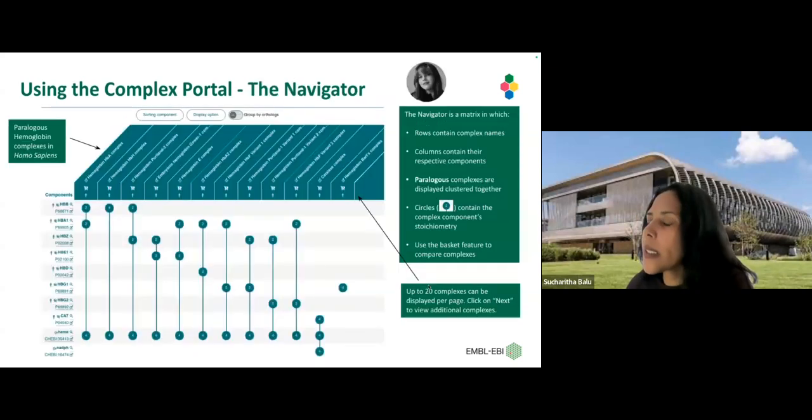So this is the Complex Navigator. It was developed in-house as part of an internship program by Susie Huget here. This is the result of a search that I did for hemoglobin complex, and I've put a human filter on it. You see that the navigator is actually a matrix, and you have all of the row names here containing the complex names, and the complex components are contained within these columns.